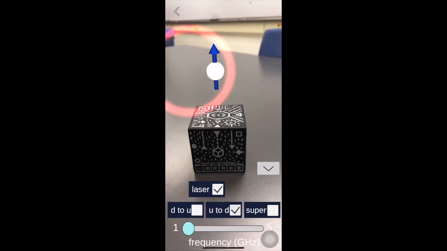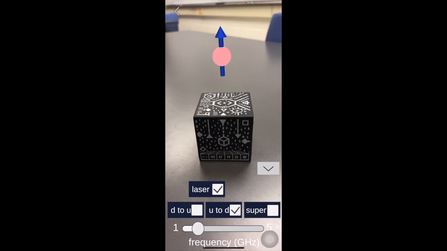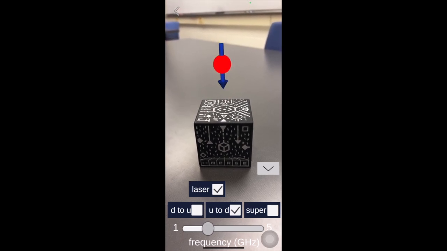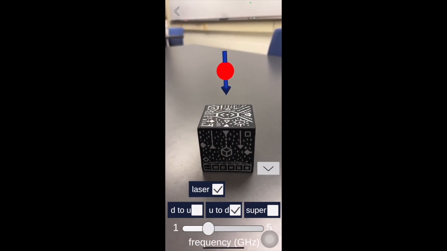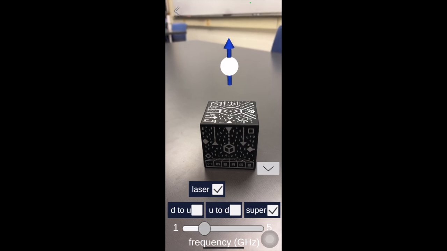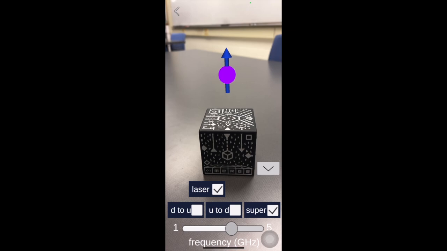We can switch and try out a lower energy. So this is the up to down state, and you can see we're in the up state. We're getting close. We're getting red to match, and we're in the up state, and then we just went to the down state. And then for superposition, we need to find where the right energy is. And so we can see, it's starting to turn purple, so we must be close.